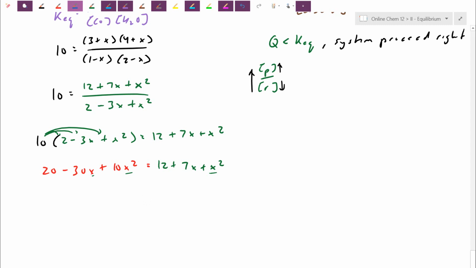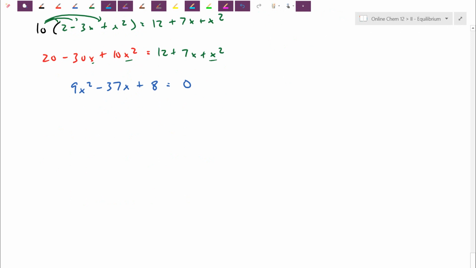Doesn't matter which. So I have an x squared here, let's minus an x squared. Let's kick everything over to the left side. So I'm going to have a 9x squared. I already had a minus 30x. I'm going to minus another 7x over. So minus 37x. I had a 20. I'm going to minus off 12. And this one here gives me a plus 8. Right? So that's my quadratic here.